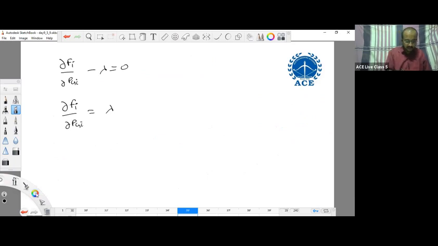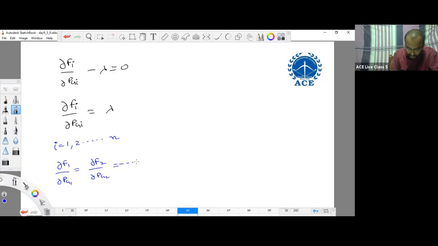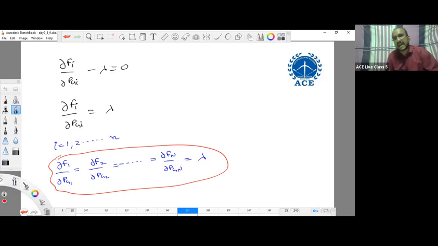Now here you substitute various values of i, i equal to 1, 2, and so on up to n. What do you get here? ∂F1/∂PG1 is equal to ∂F2/∂PG2 is equal to, and so on up to, ∂Fn/∂PGn is equal to lambda. So this is the coordinate equation for economic scheduling of plants when the transmission line losses are neglected.